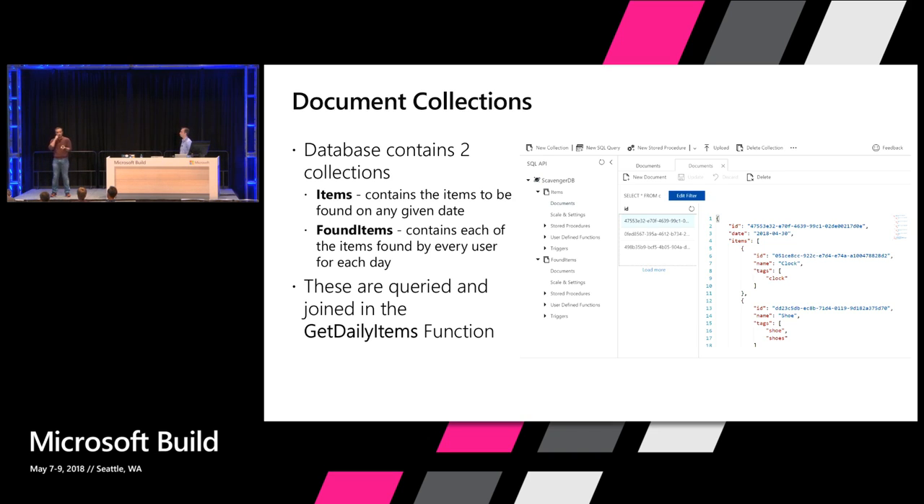So instead of having a document that contains all the items that a user has found for any given day, which would require querying the database, getting the object back, updating the array, and then sending the object back, which would be slow, we just add items to the database when the user successfully finds one of the items that he has to find. And these collections are both joined via query in the getDailyItems function.